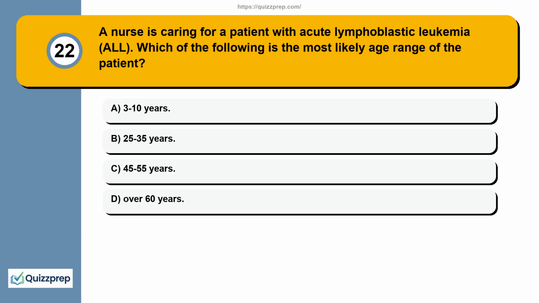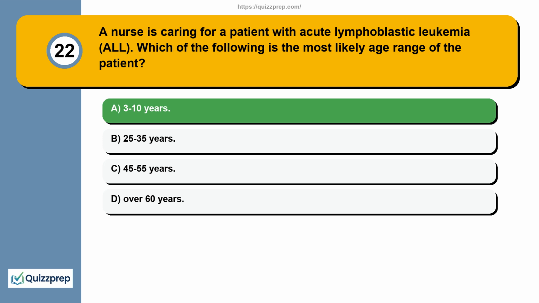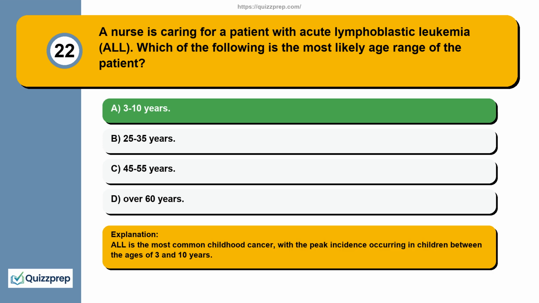Question 22. A nurse is caring for a patient with acute lymphoblastic leukemia, ALL. Which of the following is the most likely age range of the patient? 3 to 10 years, 25 to 35 years, 45 to 55 years, over 60 years. ALL is the most common childhood cancer, with the peak incidence occurring in children between the ages of 3 and 10 years.